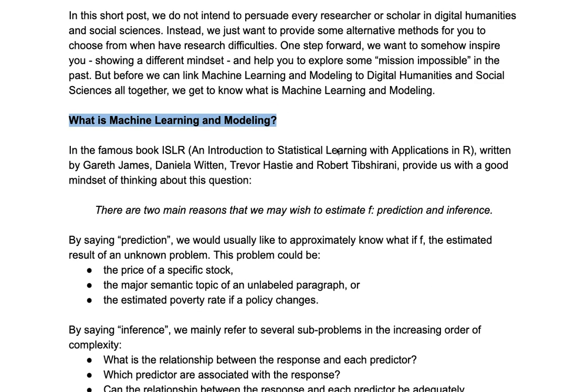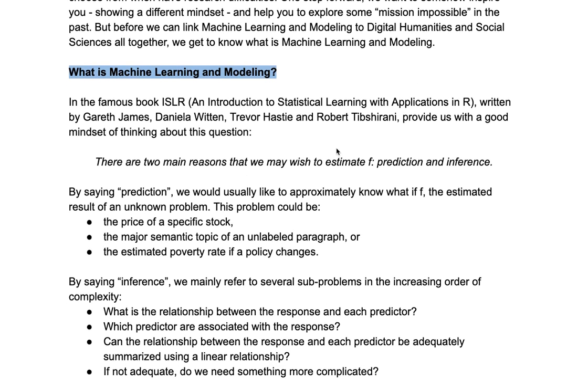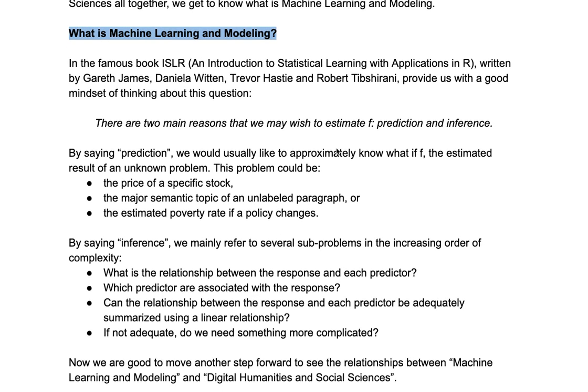Okay, so before we get into some technical starters, we would like to know what machine learning and modeling are. According to a very famous introductory book, which is called ISLR, which we also recommend you read by yourself, An Introduction to Statistical Learning with Applications in R, there are two main reasons that we may wish to estimate f. Here, f is a function or any kind of process that you want to go through. That is making a prediction of it or making an inference about why it happens like this.